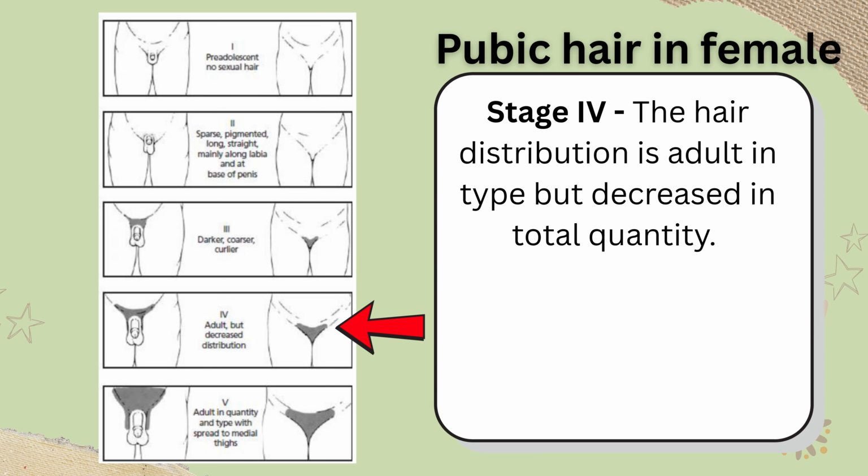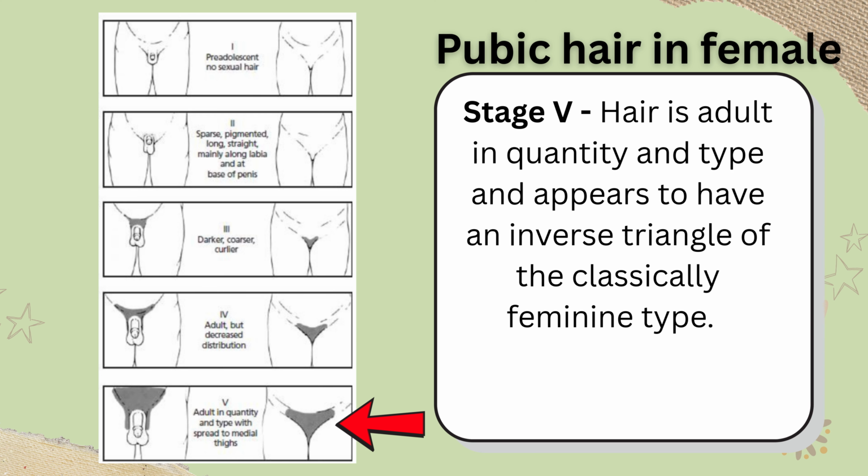Stage 4, the hair distribution is adult in type but decreased in total quantity. There is no spread to the medial surface of the thighs. Stage 5, hair is adult in quantity and type and appears to have an inverse triangle of the classically feminine type. There is spread to the medial surface of the thighs but not above the base of the inverse triangle.